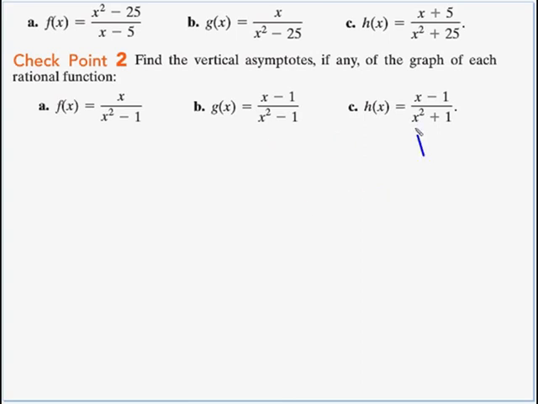The last one is x squared plus 1. It's never going to be negative. It's never going to equal 0, so there are no vertical asymptotes for part C.